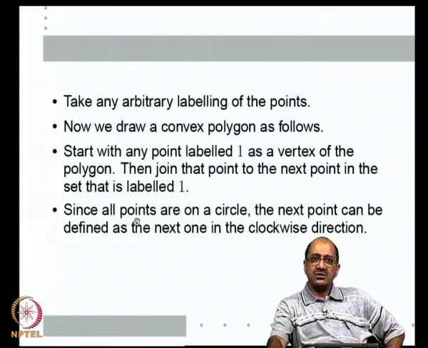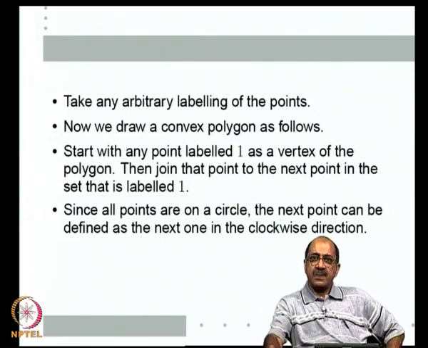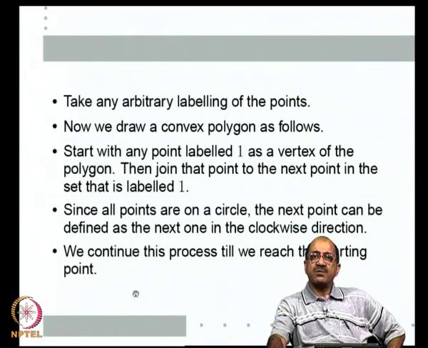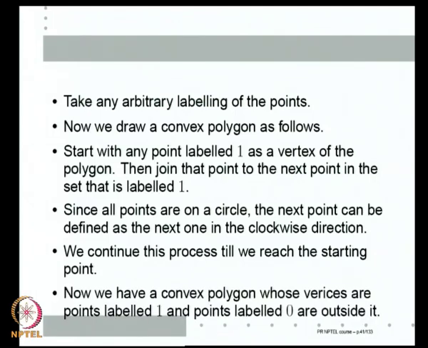What is the next point in R2? Well, all the points are on a circle. So, I can take the next point to be the next one in the clockwise direction. I keep going like this till I reach the starting point. What I have is a convex polygon because I just joined points on a circle, and it is easy to see that we have a convex polygon whose vertices are all points labeled 1 and all the points labeled 0 are outside it, because I am drawing a chord in the circle, which is inside the circle, between two points that are successive labeled ones. All the points in between are on the arc, those are the labeled zeros. So, they will be outside the polygon.